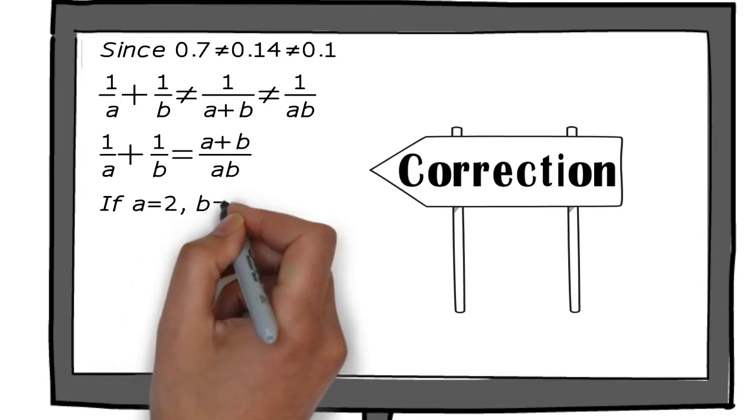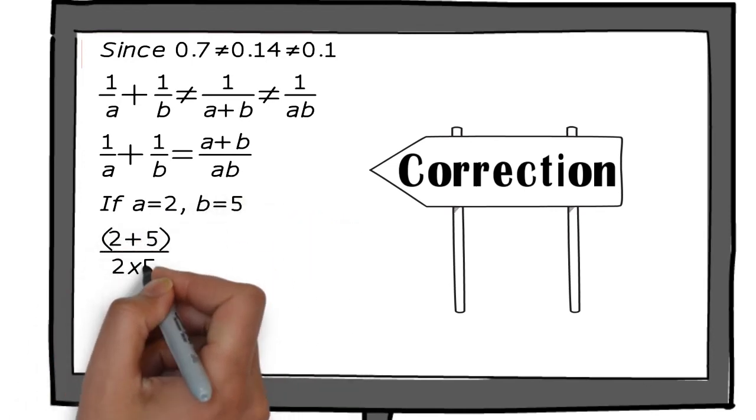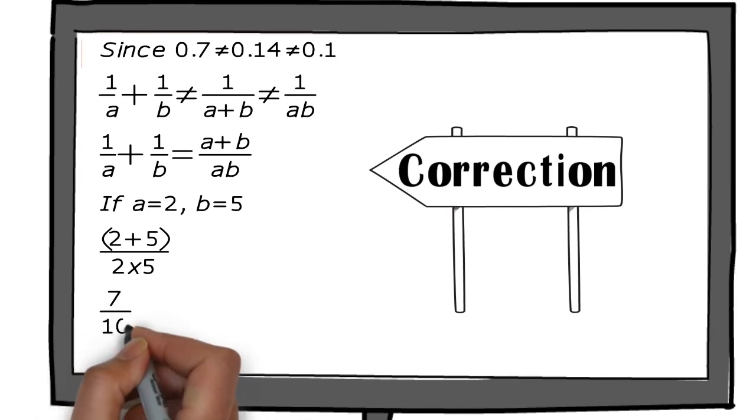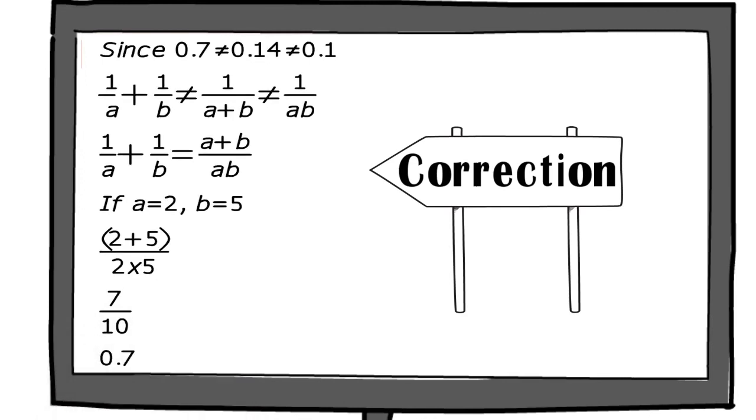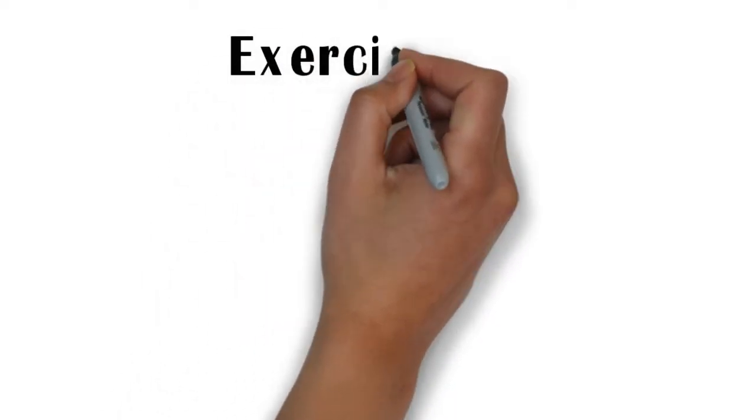But let's test that. Using the same substitution, a equals 2 and b equals 5, that will be 2 plus 5 over 2 times 5, which is 7 over 10, 0.7. Wow, interesting. 0.7 was the initial value we got for the expression, so this is very correct. Now let's try some exercise to test our understanding.